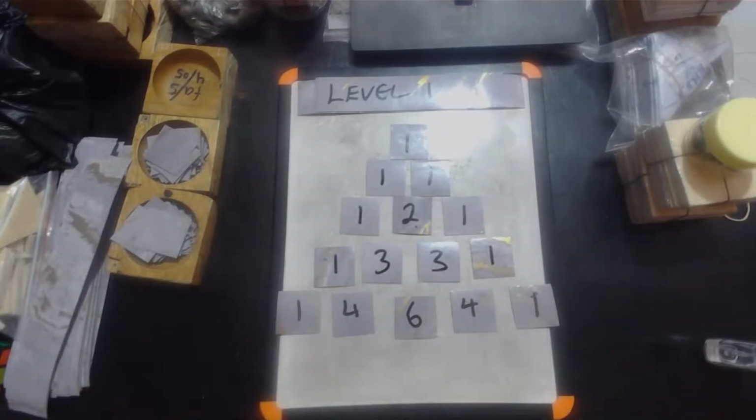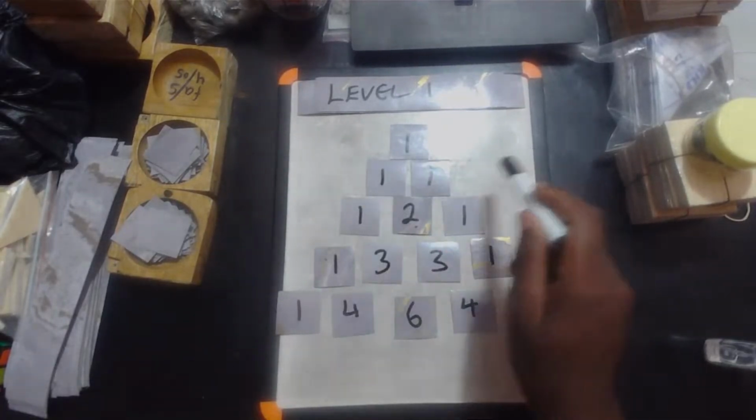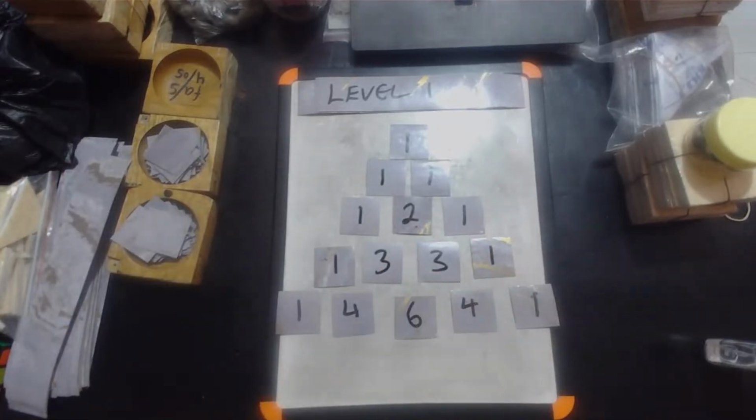So the level 1 question is this. This is Pascal's triangle. In fact, it continues down: 1, 5, 10, 10, 5, 1, and it continues like that. So the question is, state whether the following statements are true or false. Pascal's triangle is a triangular array where the first and the last numbers in each row are 1. So look at the rows and check whether the first and the last numbers in each row are 1.